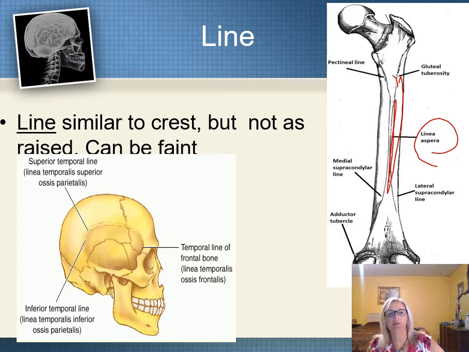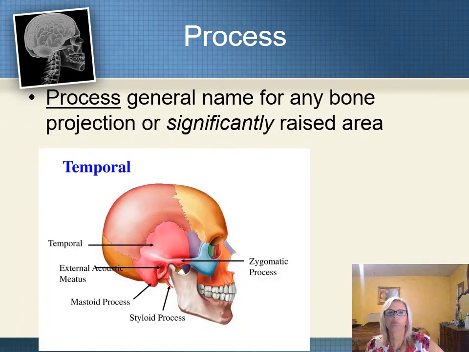You can also see some over here on the skull. There is a temporal line of the frontal bone, and that's almost in a curve. So a process is any projection or significantly raised area, and it's usually something coming off of the bone. And so you can see here we have a mastoid process, and that's coming out off of the bone.